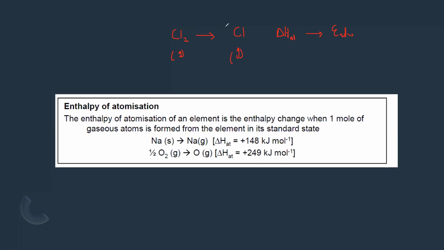But this equation is not balanced because I need 1 mole of chlorine atoms. So I should have half a chlorine molecule. This is the theoretical definition. Practically, you cannot have half a chlorine molecule, but the theoretical definition of atomization is the energy required to produce one atom of any substance in a gaseous state. And atomization is always endothermic, so the energy change is always positive.